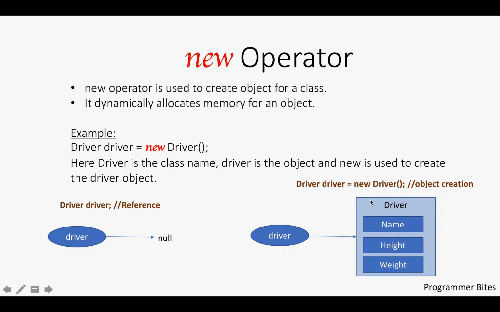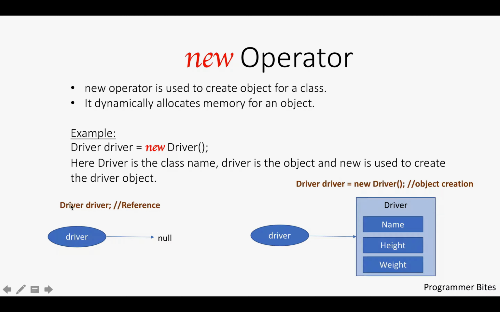Example. Driver is a class which has properties like name, height, weight. driver is an object created for the Driver class using the new operator. Here, Driver starting with capital D is the class. driver starting with small d is an object, and we used the new operator to create the driver object for the Driver class.